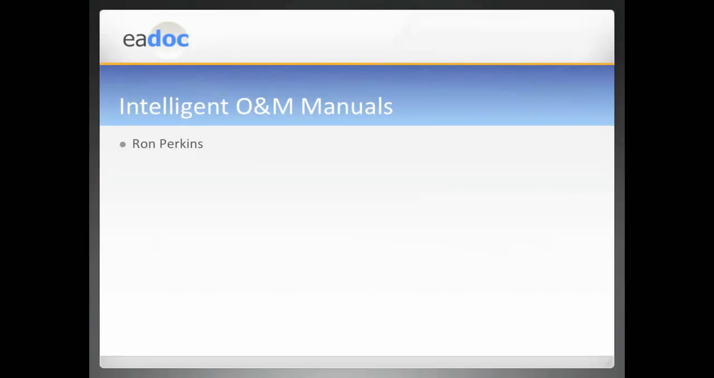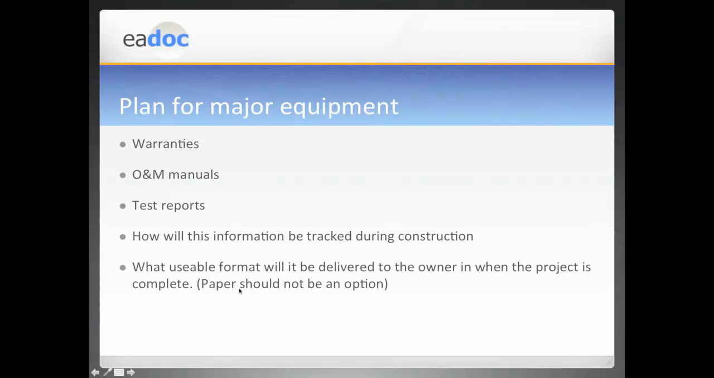So these are all questions that you need to be asking during the design phase, because when you're identifying this major equipment, you're going to want to identify the information you're going to track with it. So you're going to want to identify warranties, O&M manuals, test reports. How's this information going to be tracked when the contractors are submitting on it? So when it goes through that review process during construction. And then, as we noted earlier, what usable format will be delivered to the owner when the project is complete.